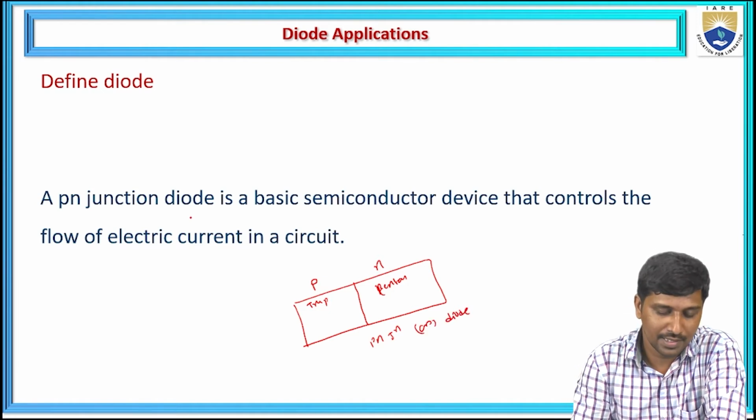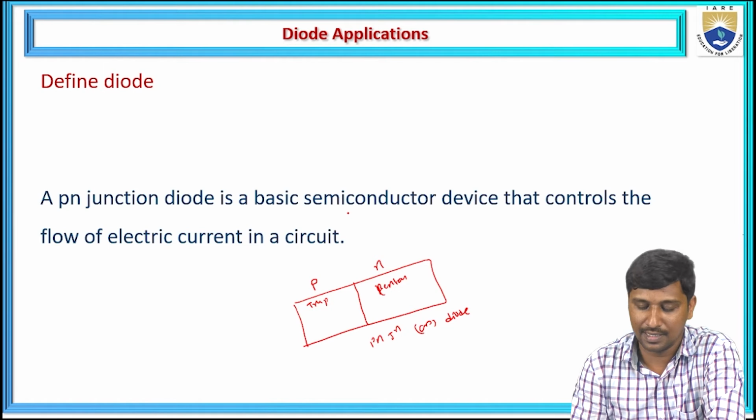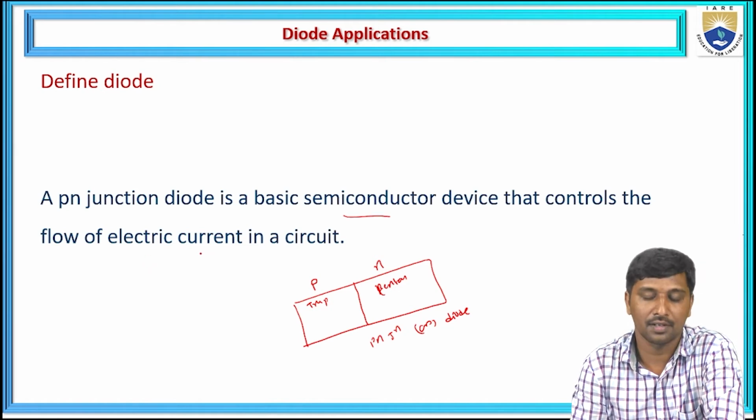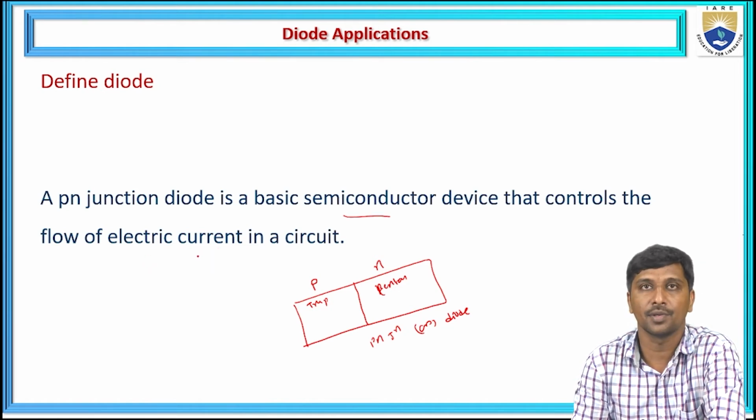Hence, this P-N junction diode is basically a semiconductor device that controls the flow of electric current in a circuit.